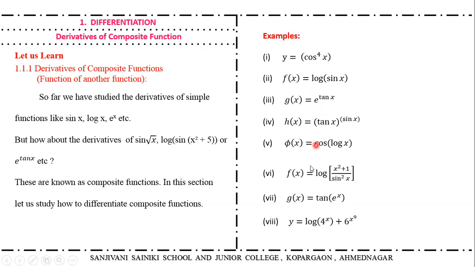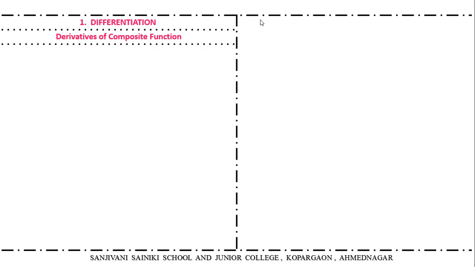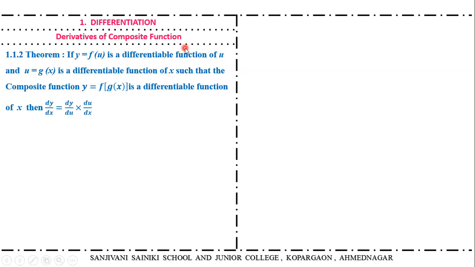These are certain examples I have written so that you can understand what is meant by composite functions. You have studied x raised to 4, but you have not studied cos raised to 4x. You studied log x, but you have not studied log of sin x. So these are all composite functions. Tan x raised to sin x, cos of log x, tan of e raised to x. These are all composite functions. And we have to study how to find derivatives of composite functions. For that, we will study one theorem.